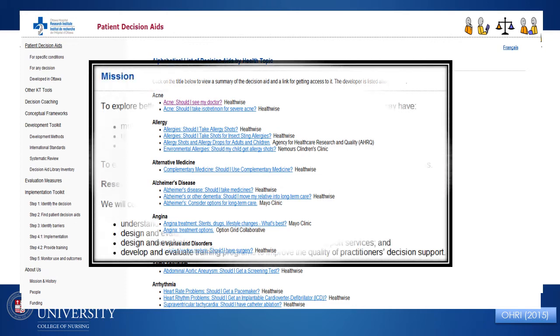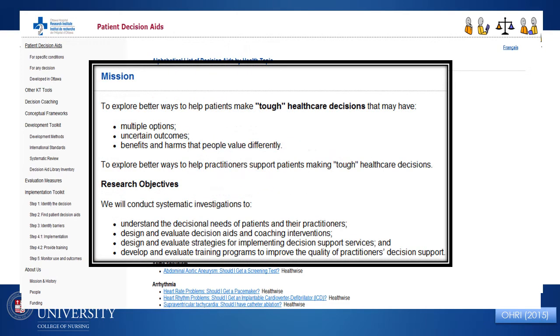The great thing about the Ottawa Hospital Research Institute is that their objectives are to conduct systematic investigations to understand decisional needs, design, and evaluate interventions, decision aids, and strategies. Therefore, they have an unbiased view of all decision aids and rate them on a consistent scale using essential elements that must be included based on the literature.